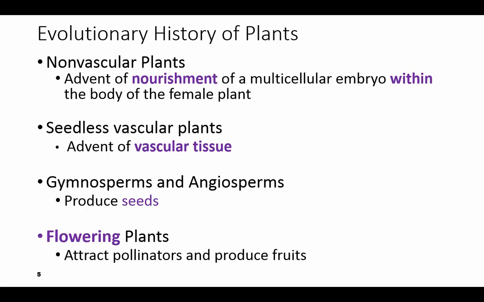Then we have the second group, which is our seedless vascular plants, and of course this is where we saw the vascular tissue for the first time. And then we have the gymnosperms and angiosperms, which both produce seeds, and the flowering plants that attract the pollinators and produce the fruits.